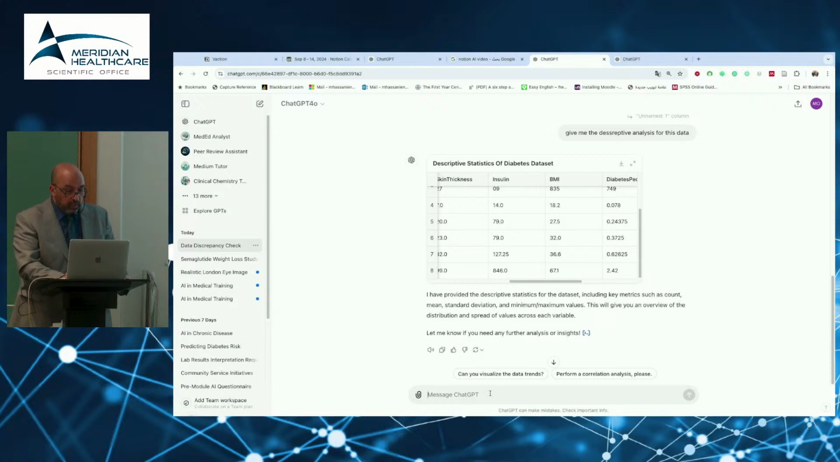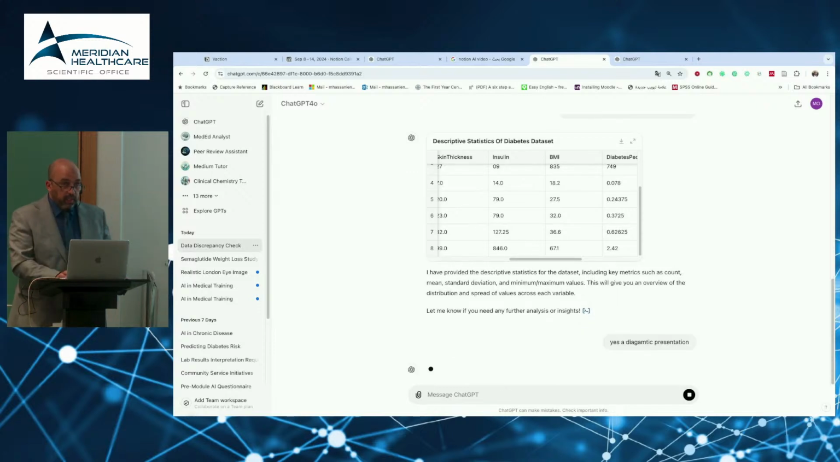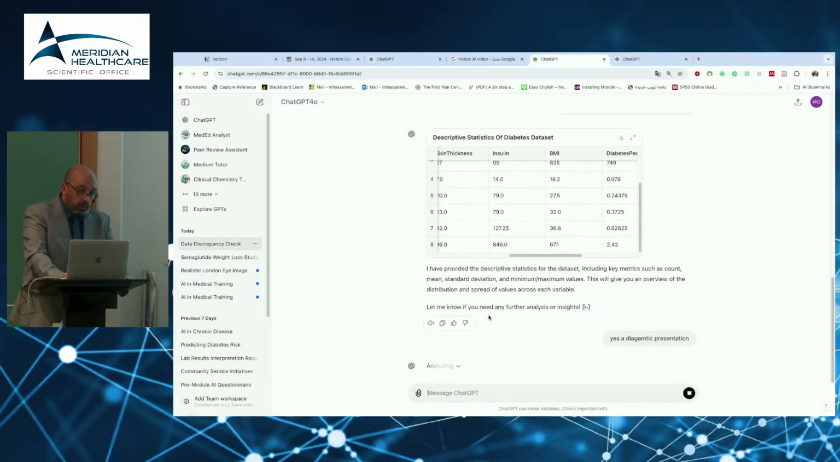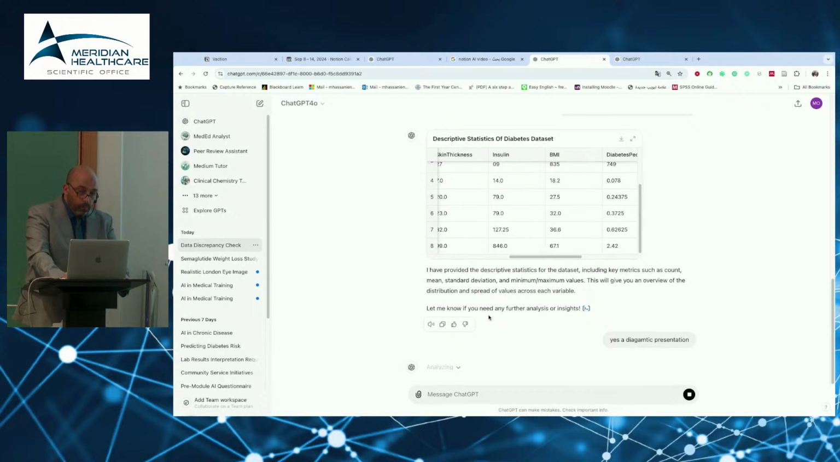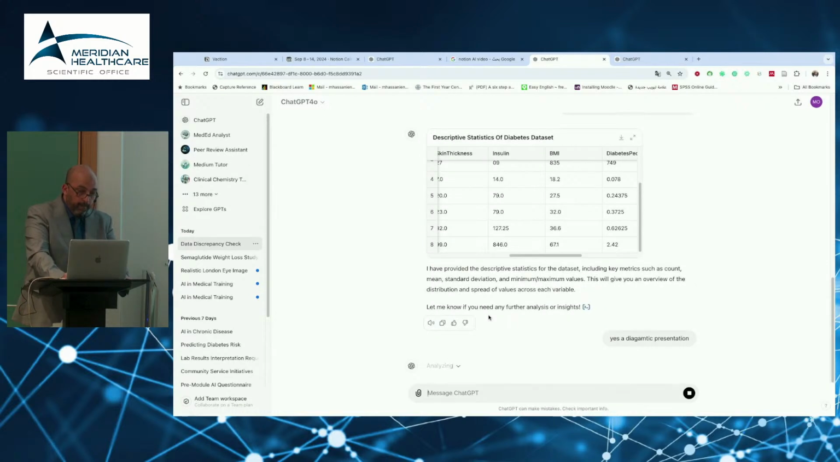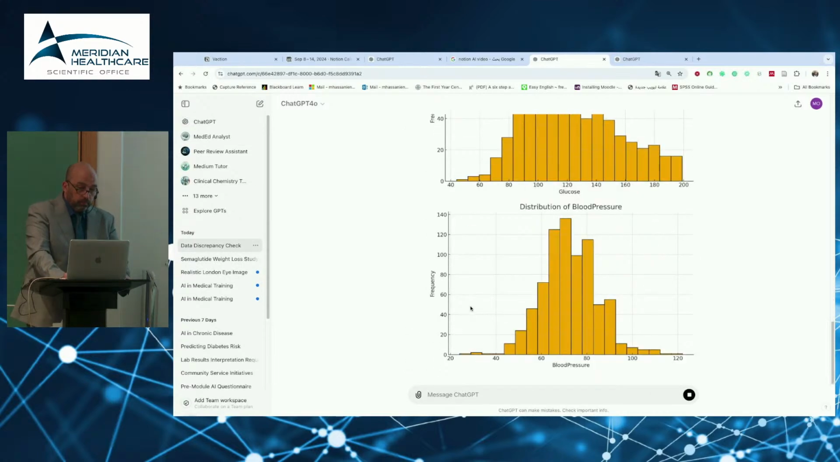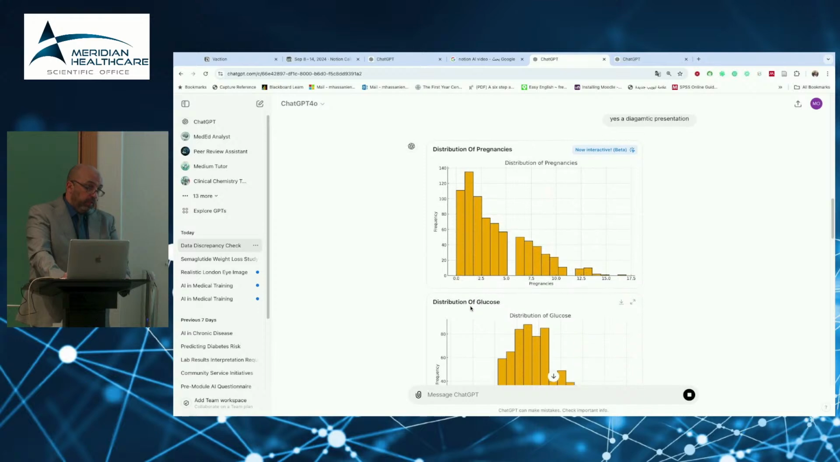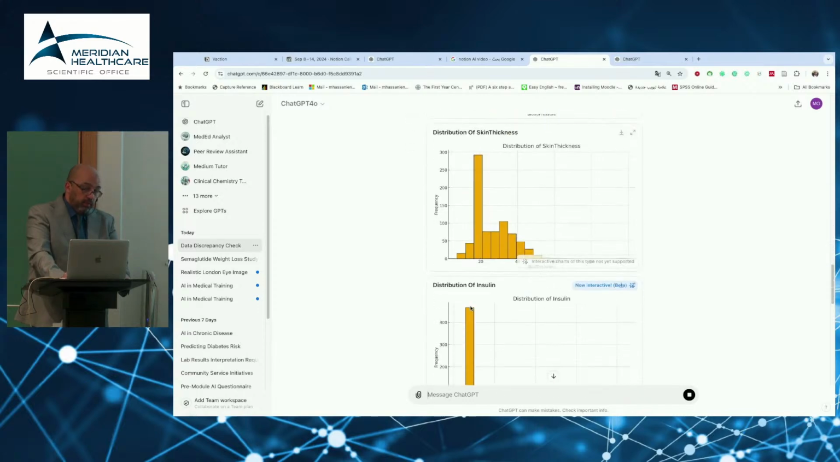If you need further analysis or insight, yes, a diagrammatic presentation. I need it in diagrammatic form. So it gives me a diagram for all these data.